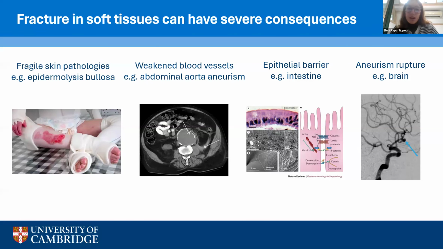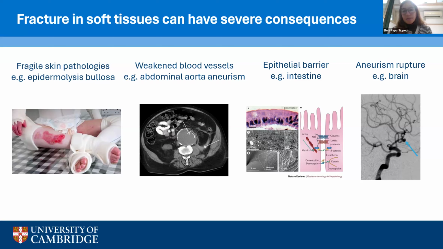Now, under normal physiology, when everything is going well in the body, soft tissues are exceptionally good at withstanding mechanical forces. Many of our organs, such as the skin or the blood vessels or the intestine, are lined by epithelial monolayers, which are adapted to withstand these loads and not break. However, under certain conditions, such as excessive external stresses or internal buildups of tension, or in some genetic abnormalities or pathologies, this can lead to tissue fragility and rupture, which can have severe consequences for health.